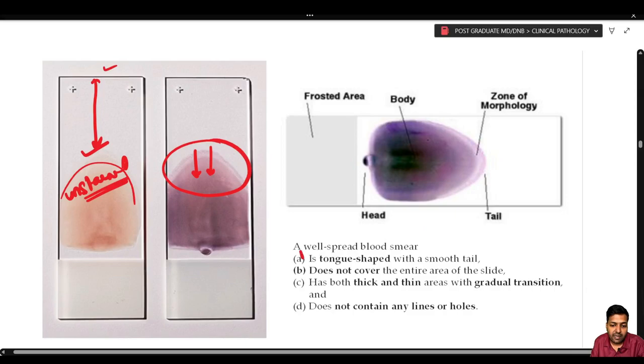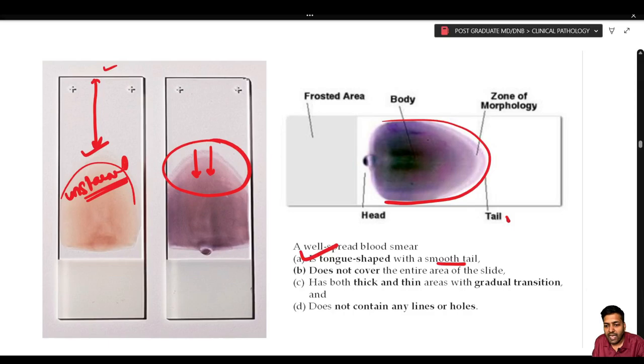It is tongue shaped with a smooth tail, as you can see over here. It does not cover the entire area of the slide. Only this area of the slide is covered. It has both thick and thin areas with a gradual transition from the thick to the thin area. And it does not contain any lines or holes. There are no lines or holes that you can appreciate over here.